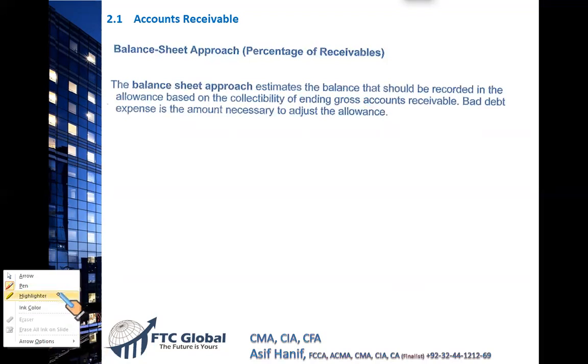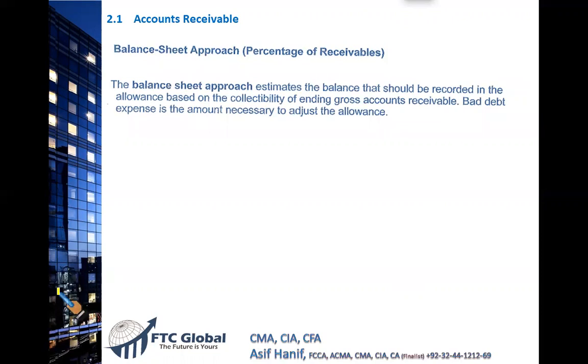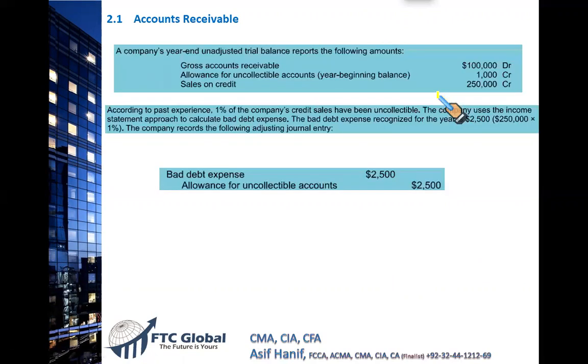The balance sheet approach doesn't take credit sales as the basis. It takes the gross account receivable balance on the balance sheet, right? In the previous example, this is the amount we're talking about. Gross receivables mean the amount without any deduction of allowance or anything. So this $100,000 will be our base now when we are using the balance sheet approach.